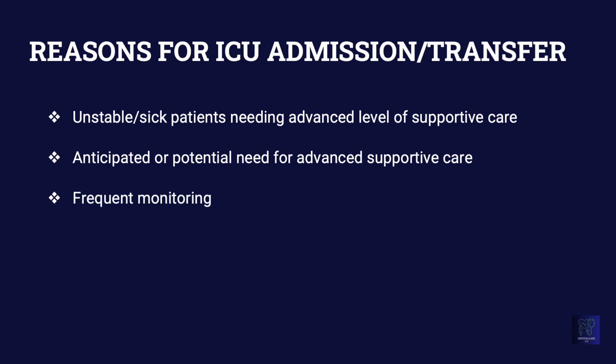Take, for example, diabetic ketoacidosis or severe symptomatic hyponatremia. In these situations, labs need to be drawn at least once every hour or sometimes more frequently. The nurse to patient ratio is also an important consideration here. In ICU, each nurse has one or two patients, whereas on the floor, each nurse may have four or up to eight patients.